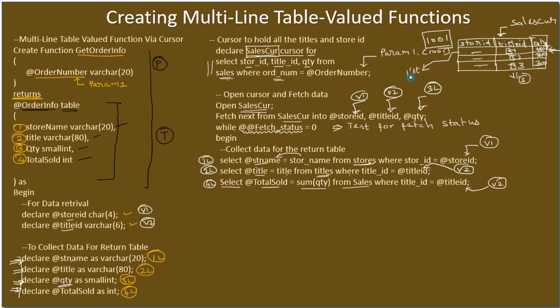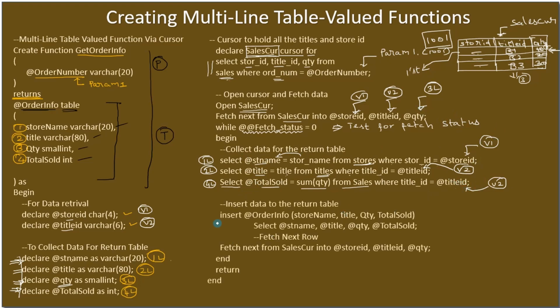For the first iteration, we fetched this, and we are doing all this. Now we have all 4 data ready, and here we are using the insert statement. Insert order info @order info. That's the table we want to return, right? Insert order info, and we specify store name. Here we defined 4 columns, right? So we are telling that we are going to fill all 4 columns because all data is ready, right? Insert order info of store name, title, quantity, total sold. All these 4 columns we specified, and we closed the bracket.